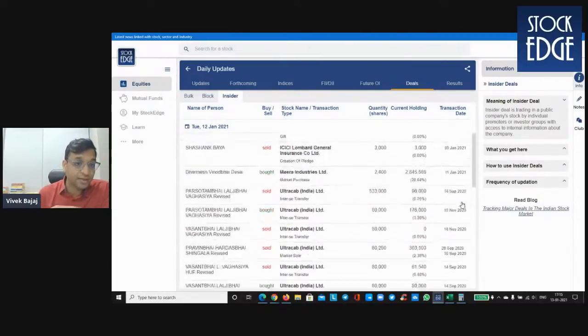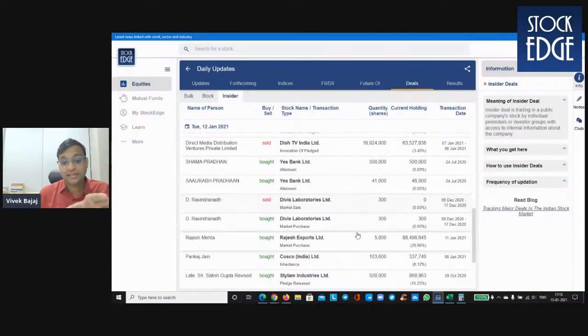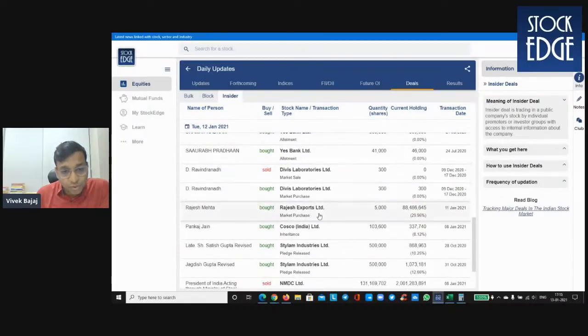By the way, whenever we get reporting from the company to the exchange, this data gets updated. So this delay is not from our side. This delay is because of the delay in reporting by the company. Now let's go to Rajesh Export. This looks interesting. Rajesh Mehta, who holds 30% stake in the company, has bought 5,000 shares.